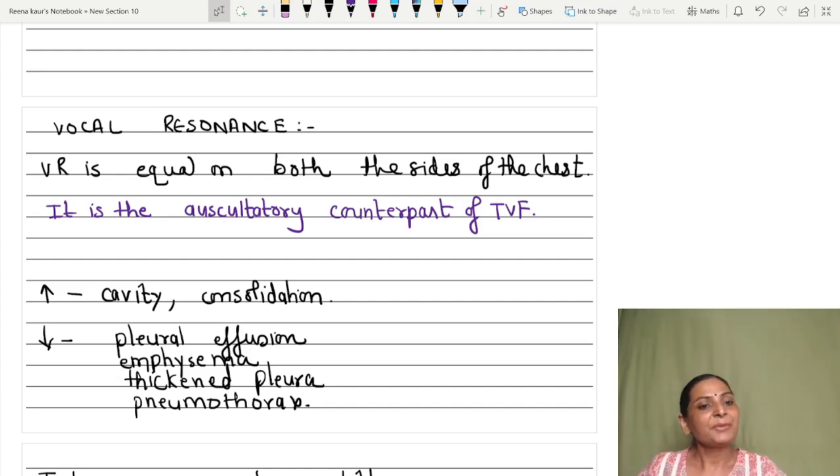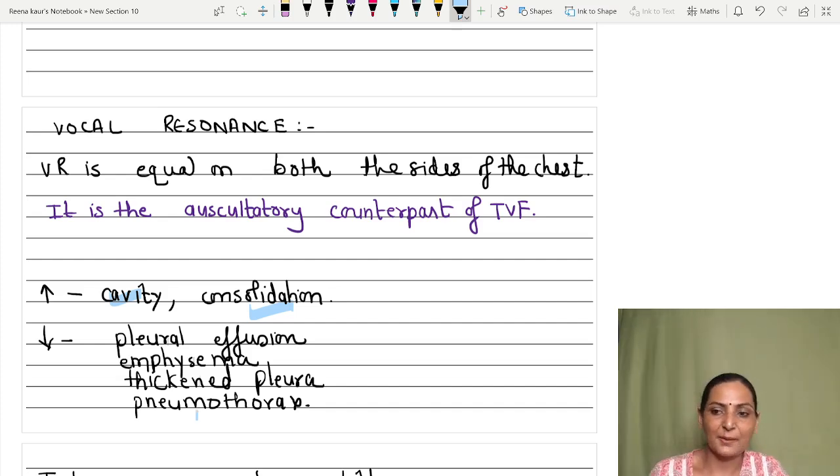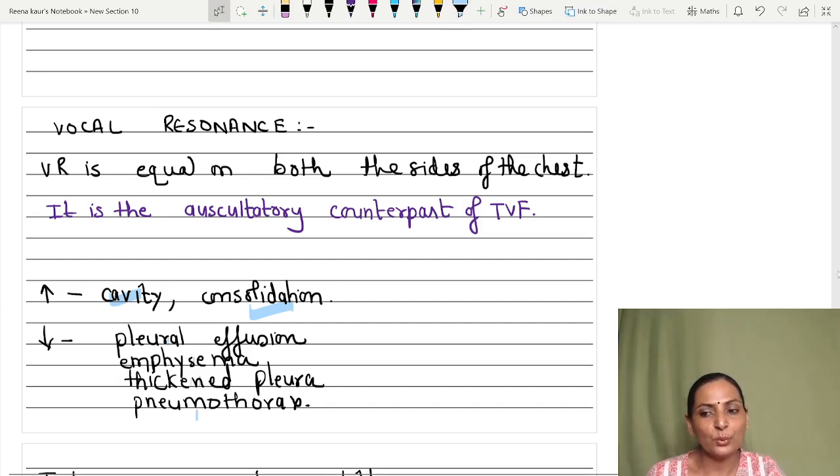Again, say that it is equal on both sides and it is the auscultatory counterpart of the tactile vocal fremitus, and therefore it is increased in the same conditions like when there is a cavity, like in consolidation, and decreased with pleural effusion, thickening of pleura, pneumothorax, or in emphysema. One or two conditions should be known to you.